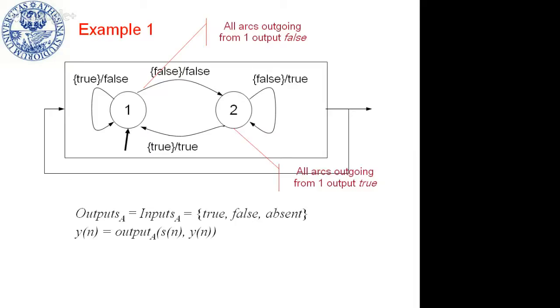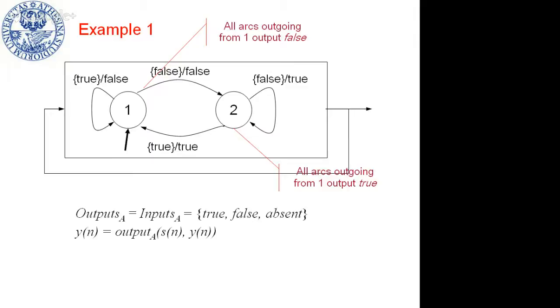Now, in state 2, same thing. If the input is true, then this is taken. The output is true, which is the same as the input, so this is a valid solution. Do we have more than one valid solution? Let's check the other possible input, which is false. If false is the input, then true is the output, which cannot be the same as the input. So this is not a valid solution. So even for state 2, we have one and only one possible valid solution.